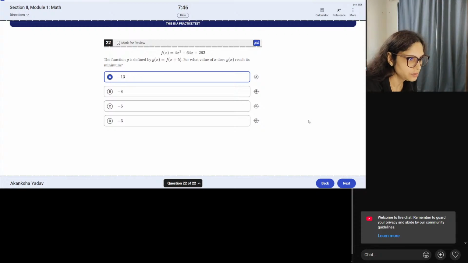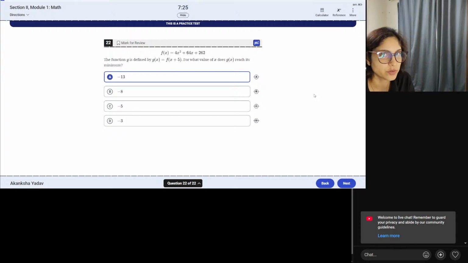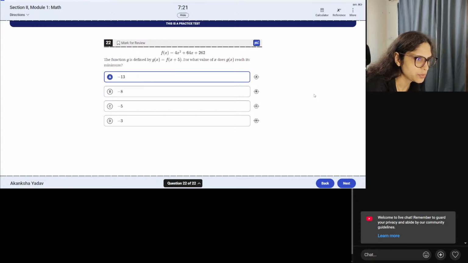We just graphed it. For what value of x does g of x reach its minimum? Negative 13. You could also find negative 64 over 8 for f of x, because the axis of symmetry is at negative b over 2a. So negative 64 over 8 is negative 8. But it is f of x plus 5, so you're moving 5 to the left. Negative 8 minus 5 is negative 13. That way also you can do it if you do not want to use Desmos.